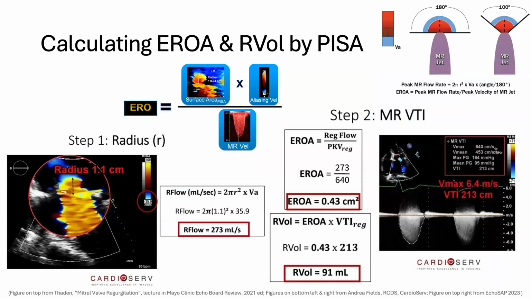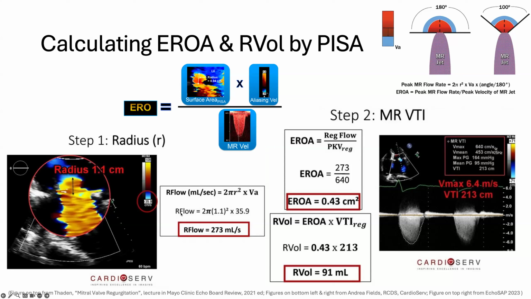Let's walk through an example with specific numbers so you can understand how to do this. In this patient with mitral regurgitation, the PISA radius is 1.1 centimeters and the aliasing velocity is 35.9 centimeters per second. You can see that over here, it's circled: 35.9 centimeters per second aliasing velocity, and here's the PISA radius of 1.1.